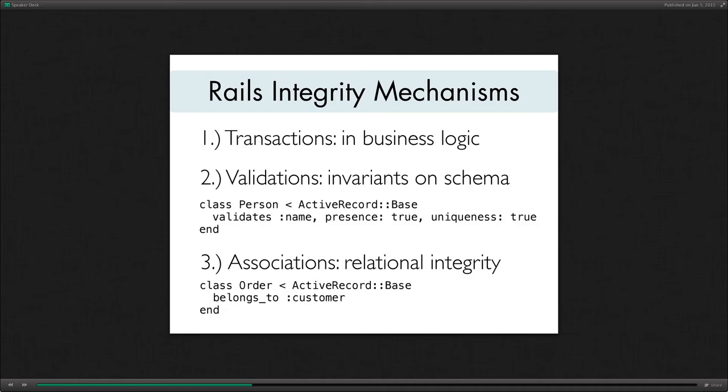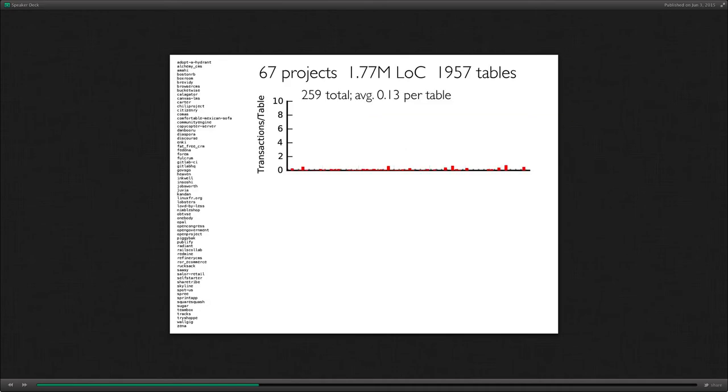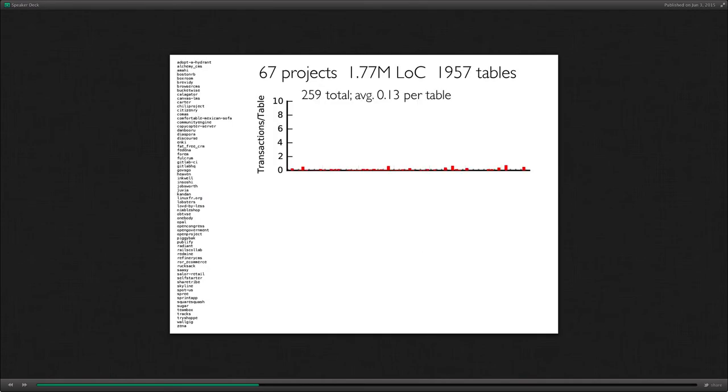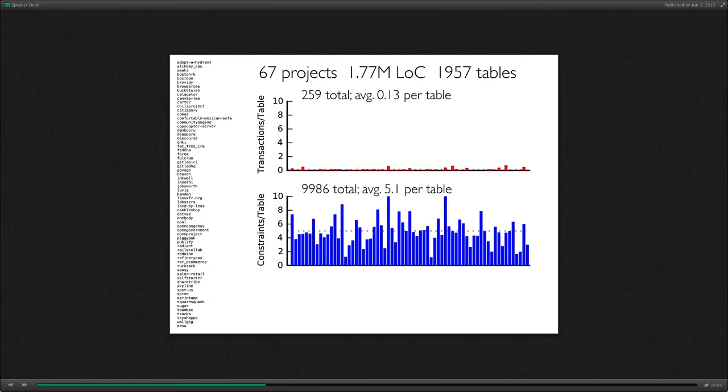So you have these validations and these associations that are also being enforced at the app layer, not the database layer. I never have to use the database for anything else. That's kind of the goal. The goal should be that in the Rails world, the database is as simple as humanly possible, right? It could be files on a server. That's it. So when you look at the number of transactions per project versus the number of these constraints, these validations and associations, there's a bunch more. Five per table on average. There's a lot, right? So that's how people use this.